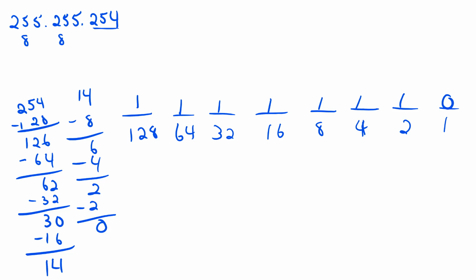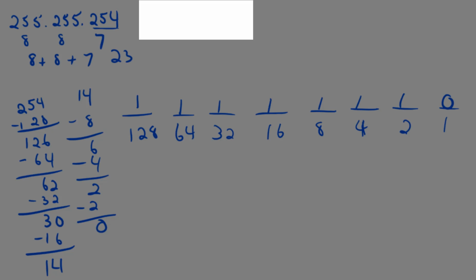And you might have noticed a pattern. 255 is 8, 254 is 7. So our CIDR notation is 8 plus 8 plus 7, 23. So our CIDR will be written out /23.